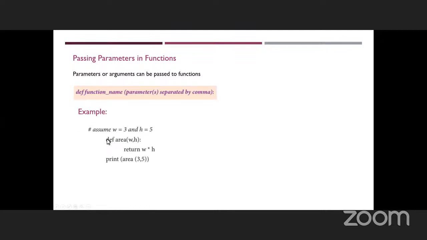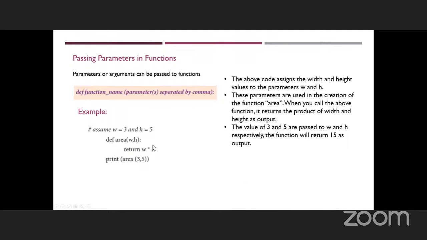Here, starting with the def keyword, the function name is area. We open parentheses and give two parameters, w and h, which means we are going to call the function with these. While we call this function with print area 3, 5, the 3 and 5 will go inside. So 3 will go to w and 5 will go to h. So the return w star h will give 3 into 5, 15, as the answer.